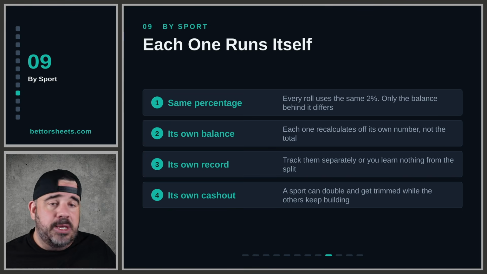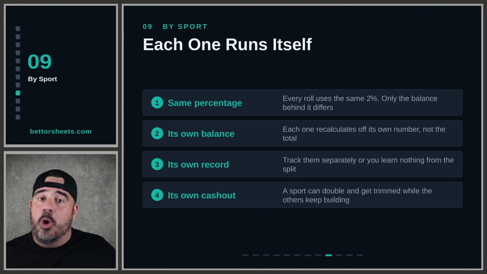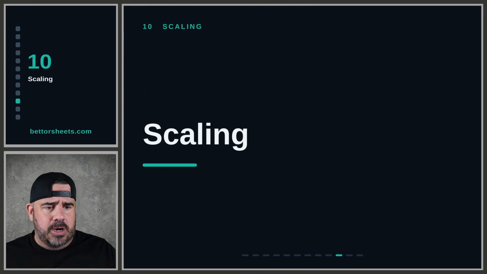They all do the same 2%, and for me, 1%. It's its own balance. Everything has its own balance. And then everything has its own record and its own cash out. You're like, cash out? We'll get to cash outs. Don't worry. We'll talk about that.